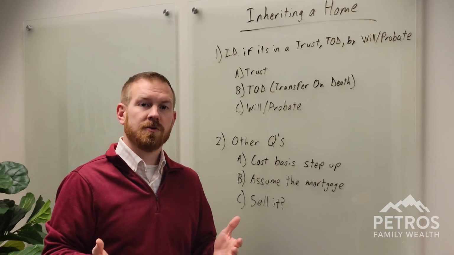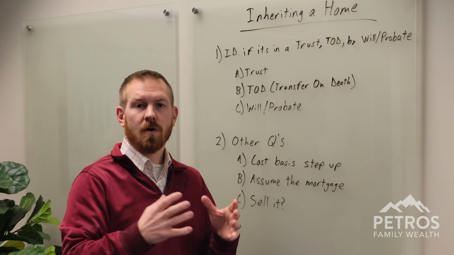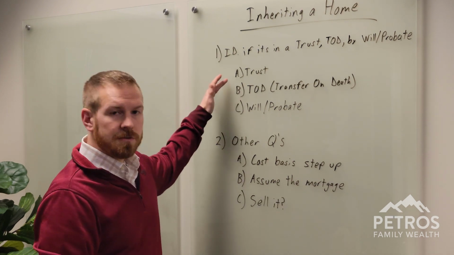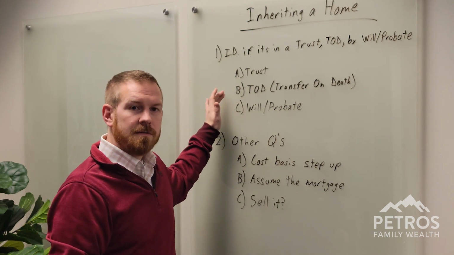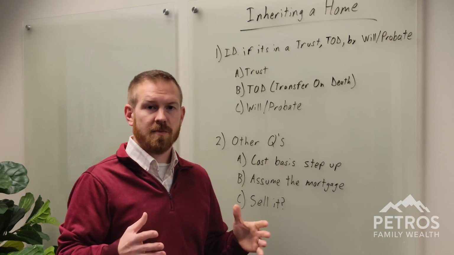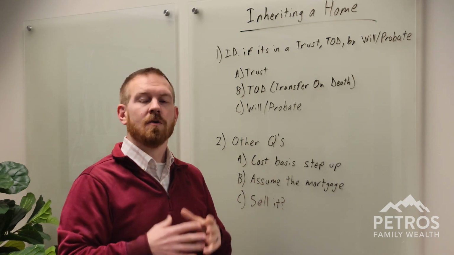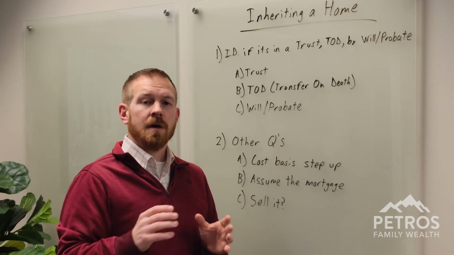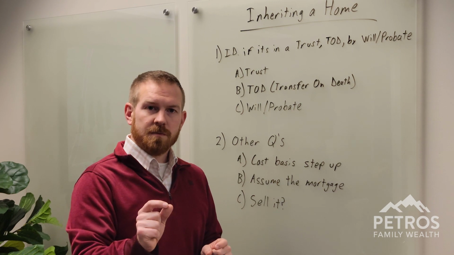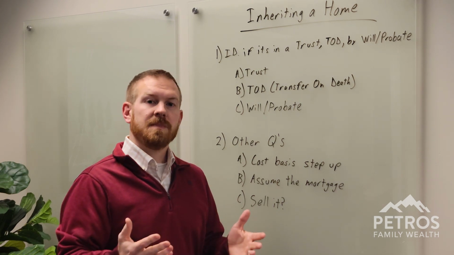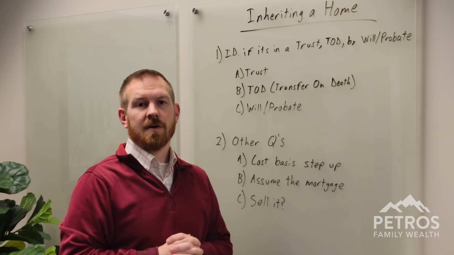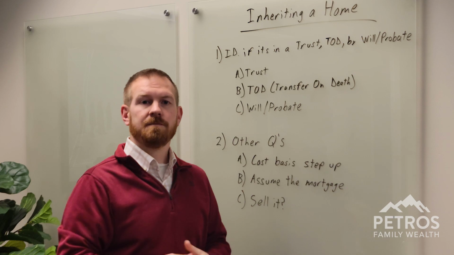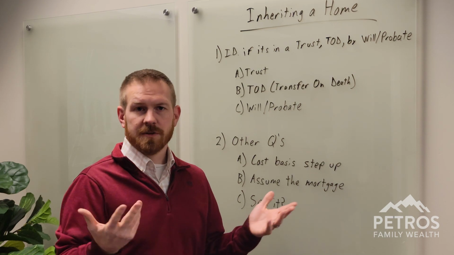So the first thing we want to do is identify how the home is titled or owned. One of the first options is that it would be in a trust, what's called a transfer on death, or if it was held in their name or jointly owned or individually owned, which would be a probate or through a will process. You can identify which ownership structure it is by just calling the county, and sometimes you can even just look up the address on the county property tax website to identify if there's a transfer on death, if it's owned by a trust, or if it was owned by one of your parents individually or jointly.